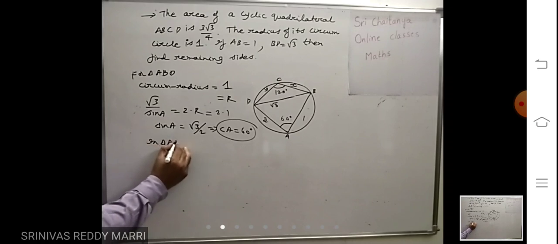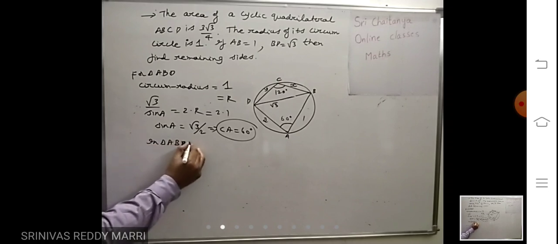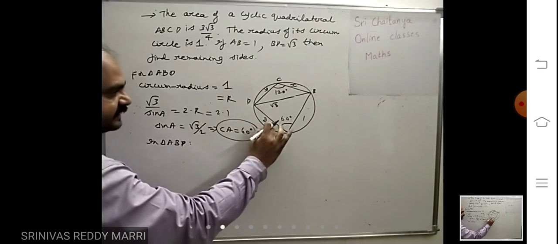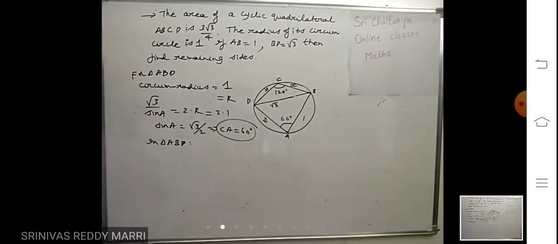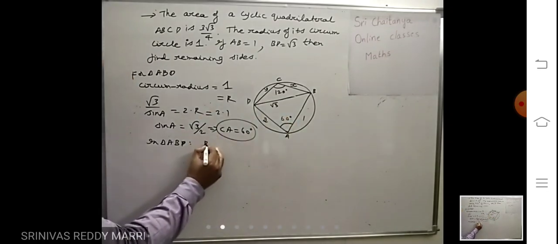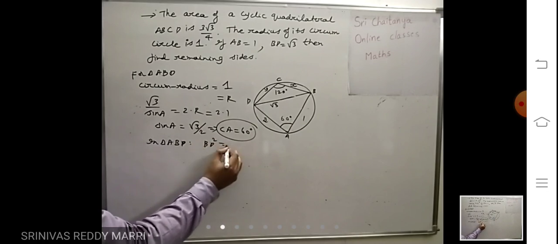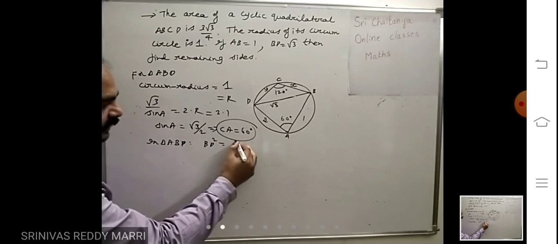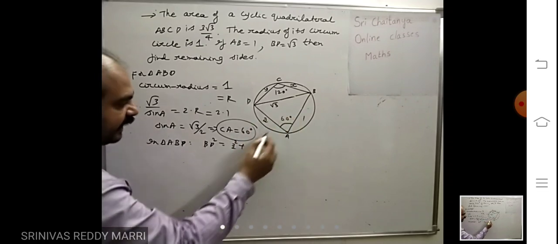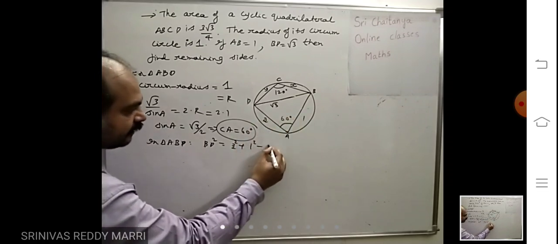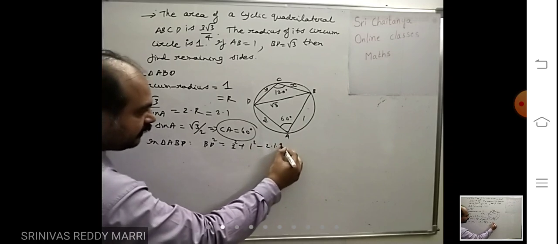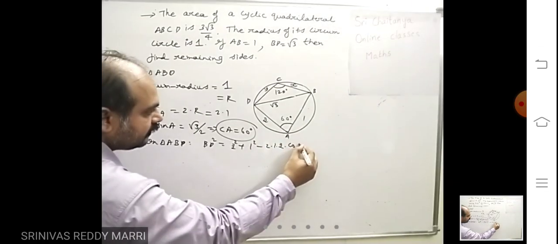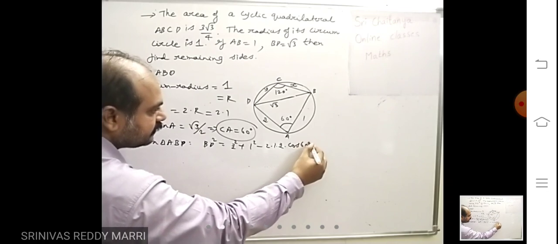In triangle ABD, this side is z, this side is 1, this side is root 3. Now I am writing BD square. BD square equals to what the cosine rule states? z square plus 1 square minus 2 into 1 into z into cos 60 degree.